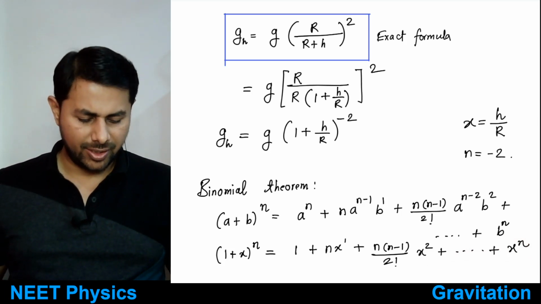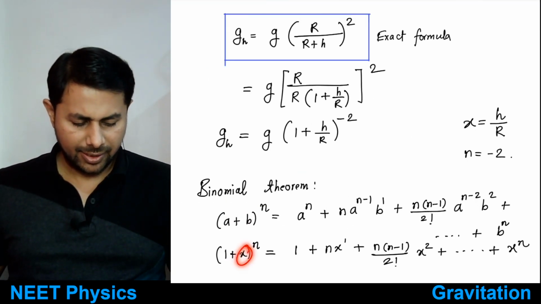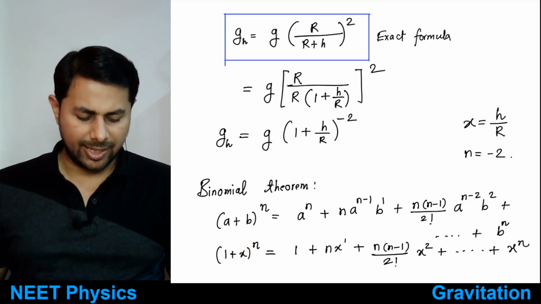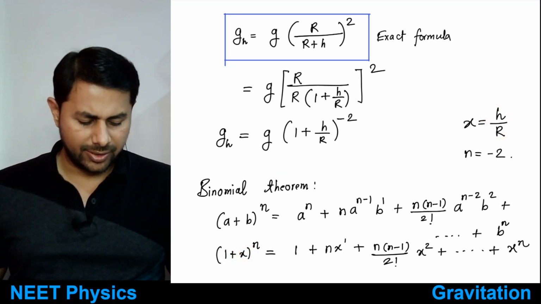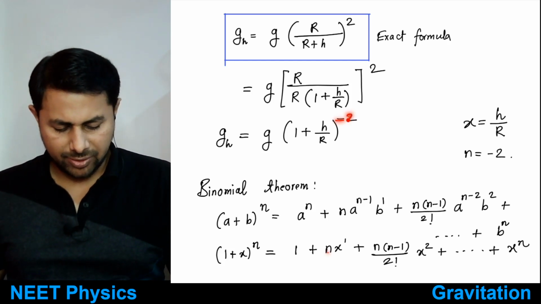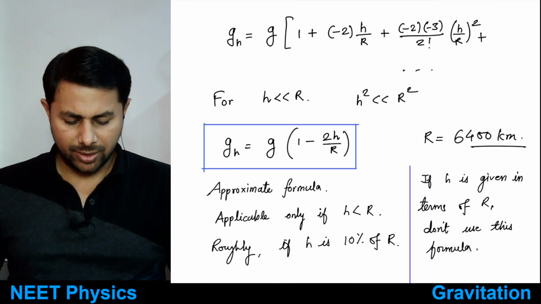All right, so here, what is your x? X is equal to h by r. So then if you expand it, what will be your n? n is equal to minus 2. So you expand this. Okay, so what do you get?